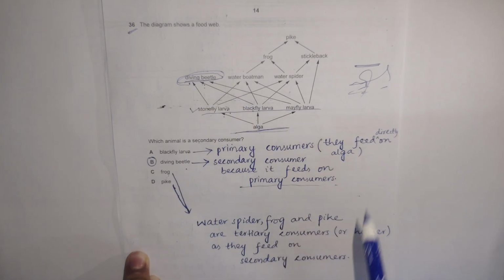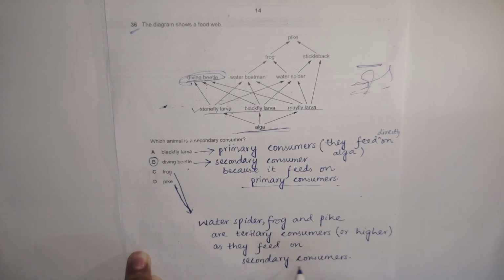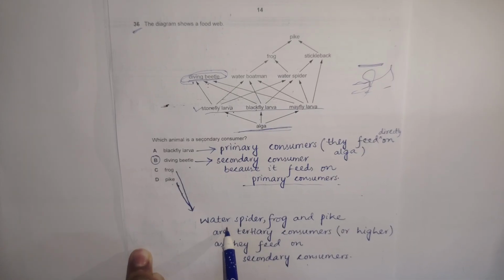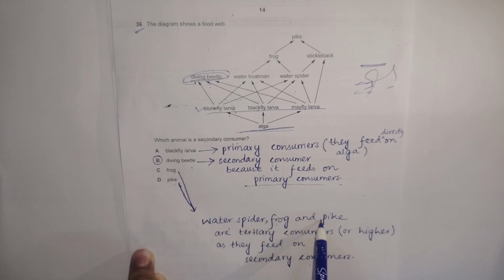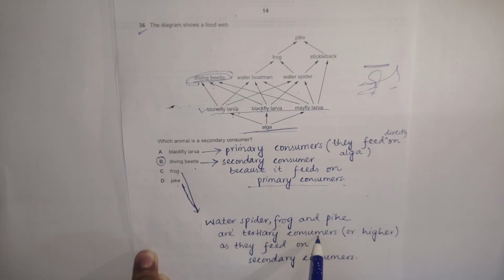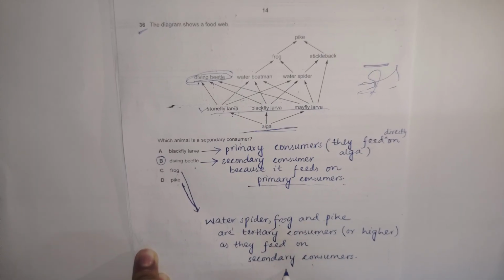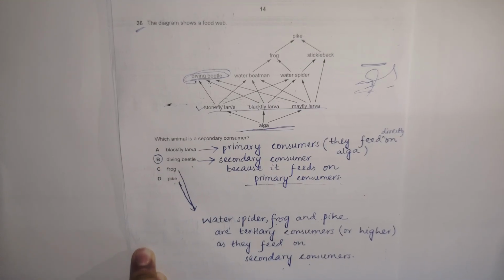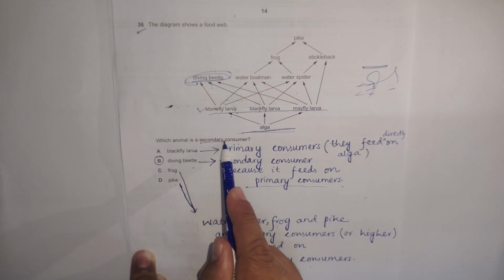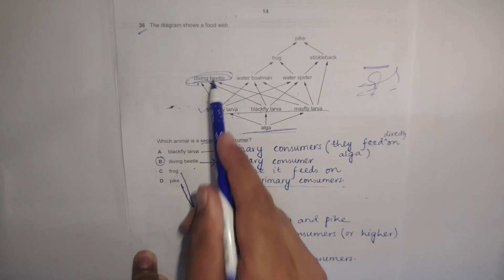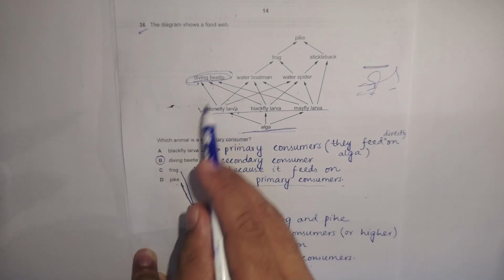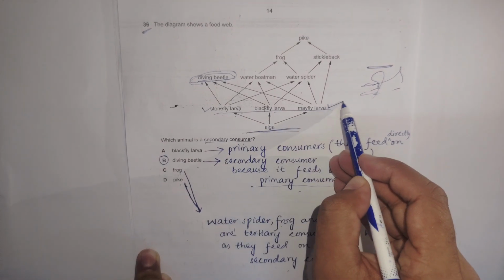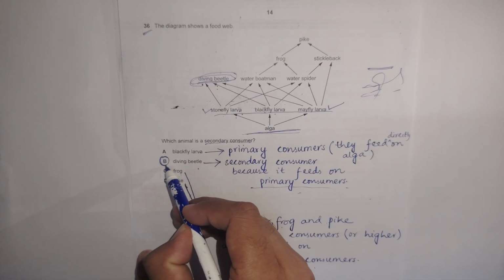The ones that feed on secondary consumers are known as tertiary consumers. Water spider, frog, and pike are tertiary consumers or higher as they feed on secondary consumers. I hope you have got the idea how to find your desired answer of secondary consumer. So diving beetle here is secondary consumer as it feeds on primary consumer. This is primary consumer. B is correct answer.